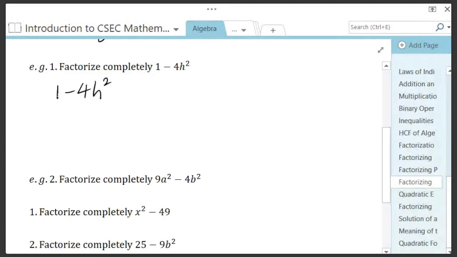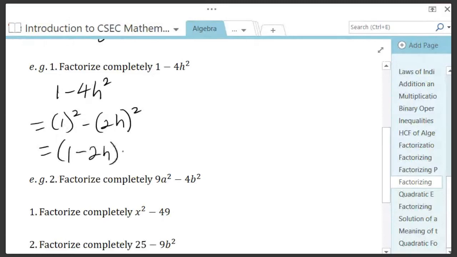So what you do is you express each of these terms. You find the square root of 1 here, which is 1, and you square it. And the square root of 4 here is 2. The square root of h squared is h, and I'm going to square it. And we're taking the terms inside of the brackets here, and we are writing the difference of two squares. So this is 1 minus 2h, all right, multiplied by 1 plus 2h. Now we call these conjugates. Notice that the terms are the same. The only thing that is different is the sign between them, okay?